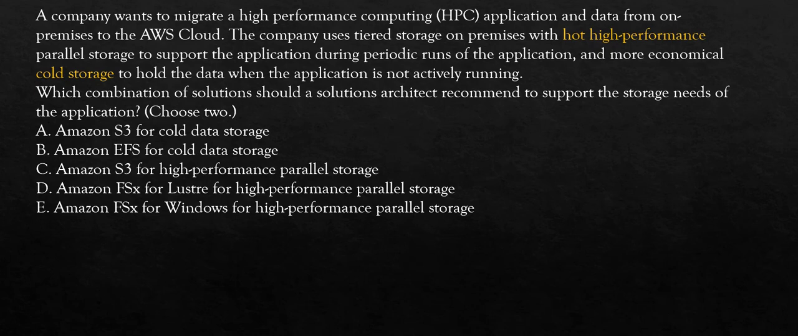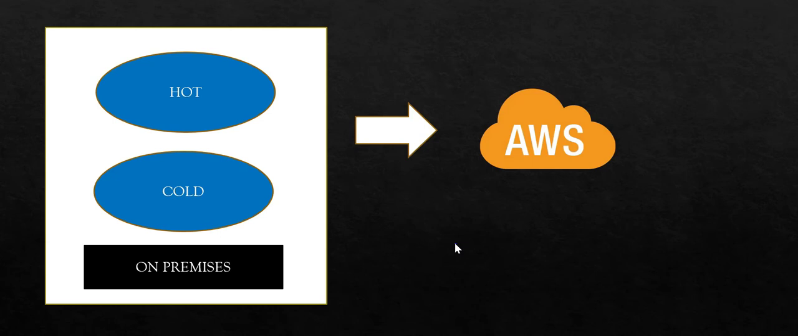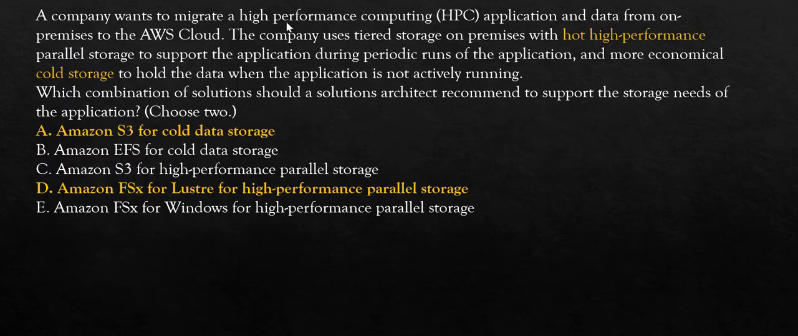Now let's look at question number 43. Please pause your video here if you want to read this question carefully. The question is simple. You have some storage which is hot and some which is cold on premises, and you want to move this to your AWS cloud infrastructure. And these are all high performance applications. So if you see this question, it says high performance applications.